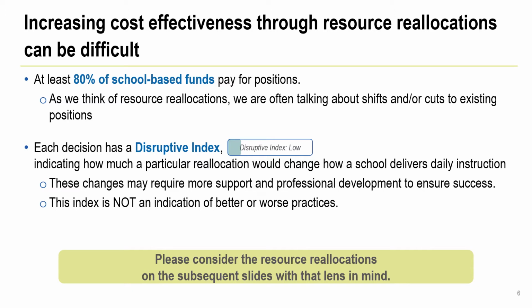As we go through these examples, you'll see each decision has a disruptive index from low to high, indicating how much a particular decision would change how a school delivers daily instruction. These changes may require more support and professional development to ensure success, though the index is not an indication of better or worse practices. Please consider the resource reallocations on the subsequent slides with that lens in mind. In your role as budget and finance partners, you play a critical role in helping school leaders navigate these tough decisions.